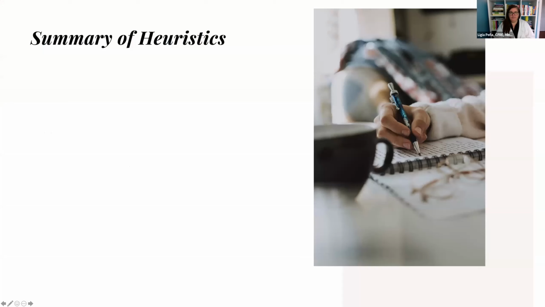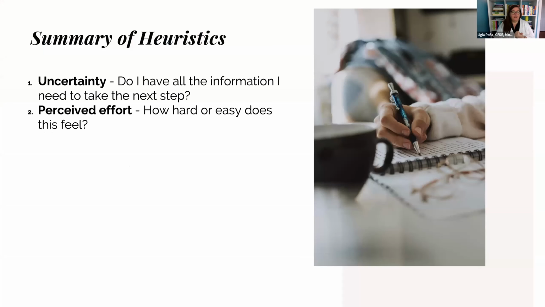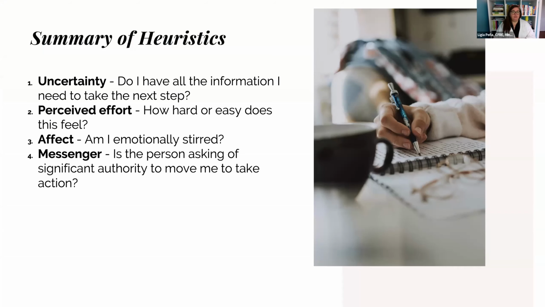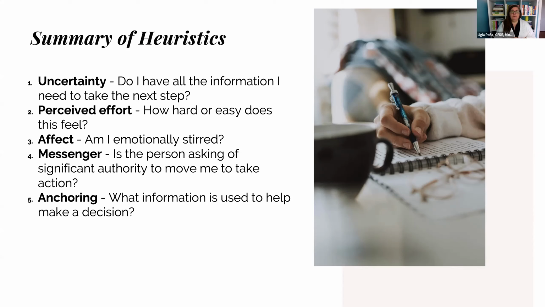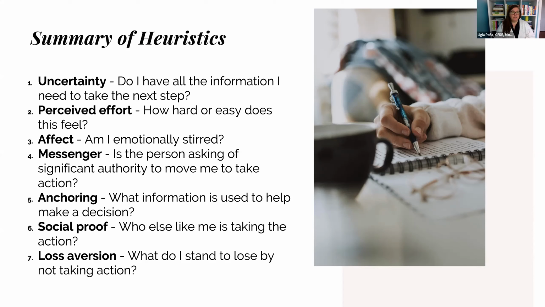So here's a summary. Uncertainty: do I have all the information I need to take the next step? Perceived effort: how hard or easy does this feel? So you want to make it easy, right? Affect: am I emotionally stirred? Messenger: is the person asking of significant authority to move me to take action? Anchoring: what information is used to help make a decision? Social proof: who else like me is taking this particular action? And loss aversion: what do I stand to lose by not taking action?